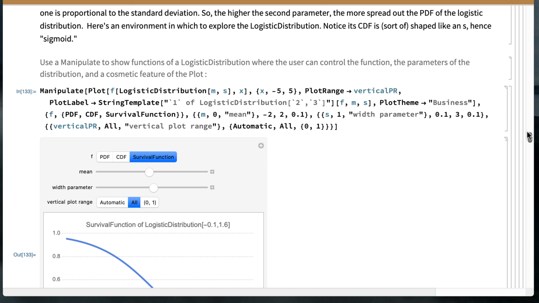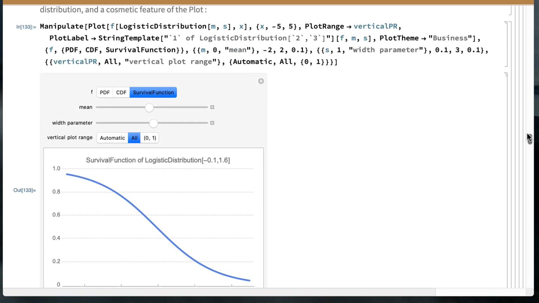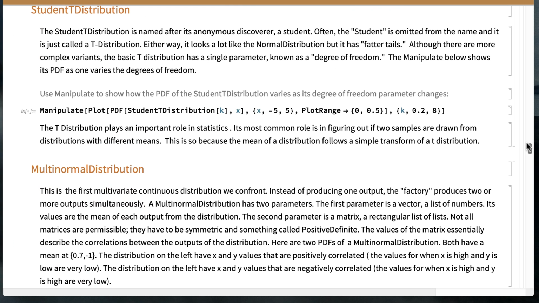We're going to see the logistic distribution when we do the logit model fitting. It's used in machine learning and statistics extensively. The student t distribution. Okay, so the student t distribution is named after its anonymous discoverer who did it as like a homework problem, and just signed himself a student. Sometimes people omit the student and it's just called a t distribution. Either way, it looks a lot like a normal distribution, but it has fatter tails, and it has a single parameter, and that parameter is called its degree of freedom.